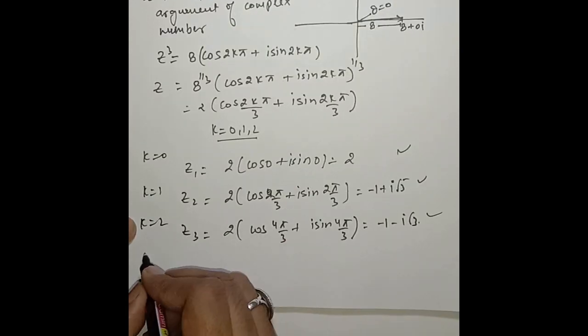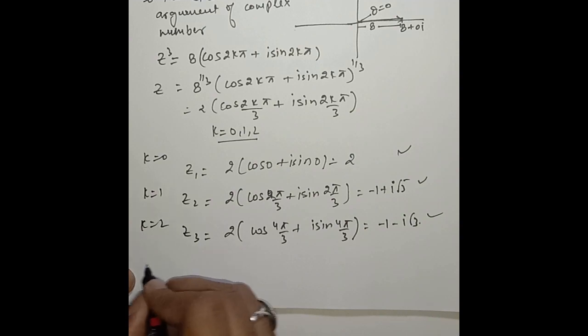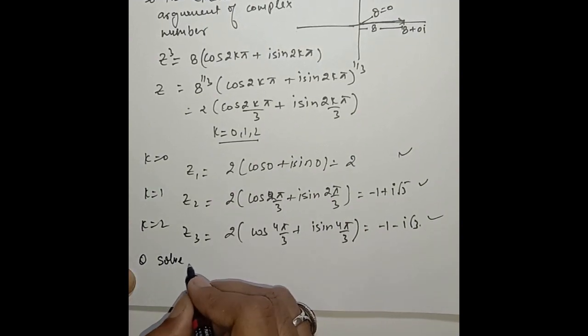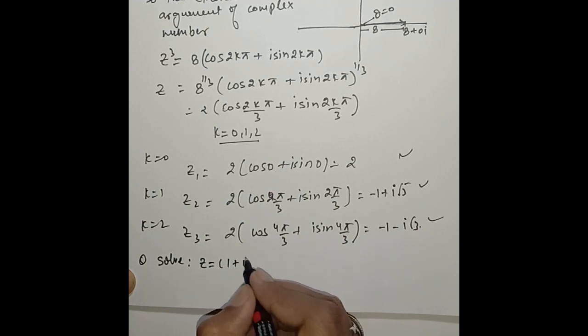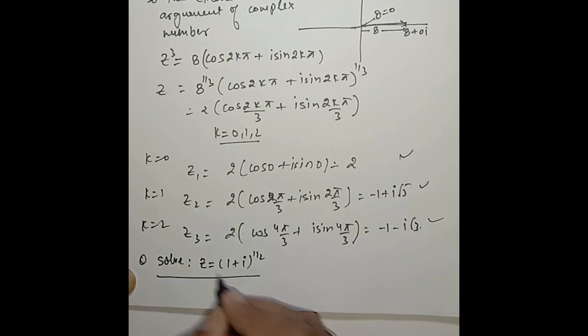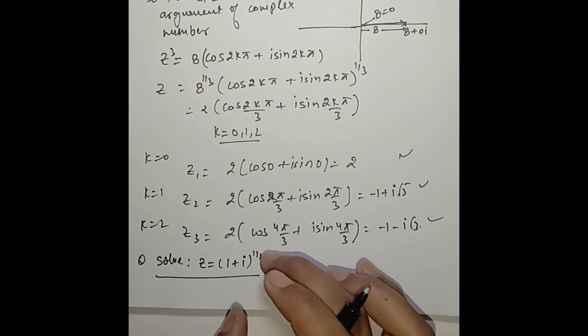Now we have an exercise or assignment. Solve z equal to (1 plus i) to the power 1/2. This is an assignment.